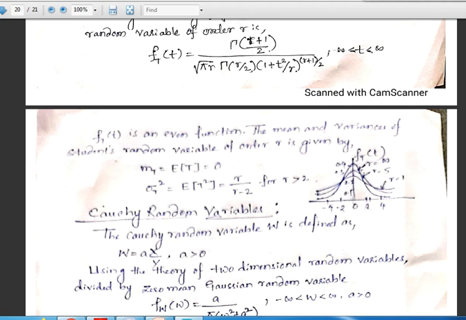So these are the kinds of graphs we get. The next one is the Cauchy random variable. The Cauchy random variable W is defined as W equal to A times X by Y, where A is greater than 0, using the theory of two-dimensional random variables, with X and Y having zero mean and unity variance.